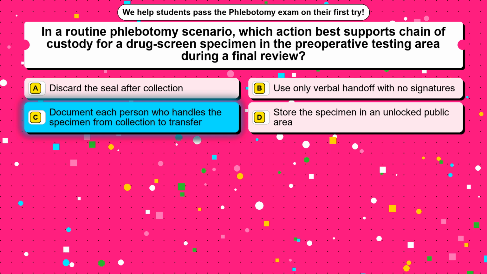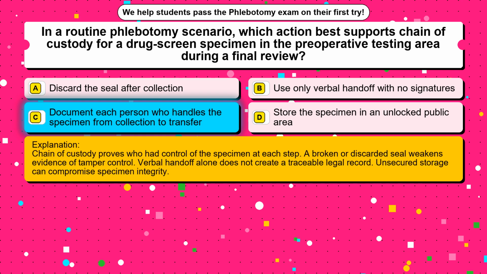The correct answer is option C. Document each person who handles the specimen from collection to transfer. Chain of custody proves who had control of the specimen at each step. A broken or discarded seal weakens evidence of tamper control. Verbal handoff alone does not create a traceable legal record. Unsecured storage can compromise specimen integrity.